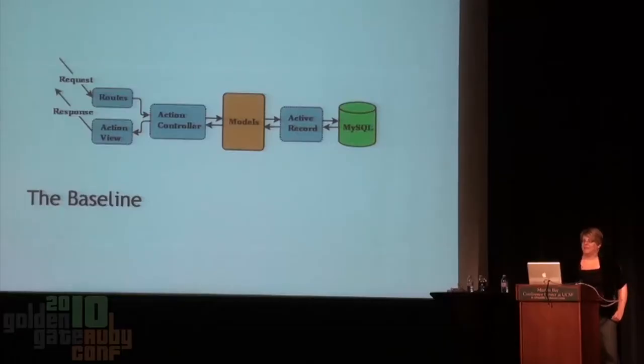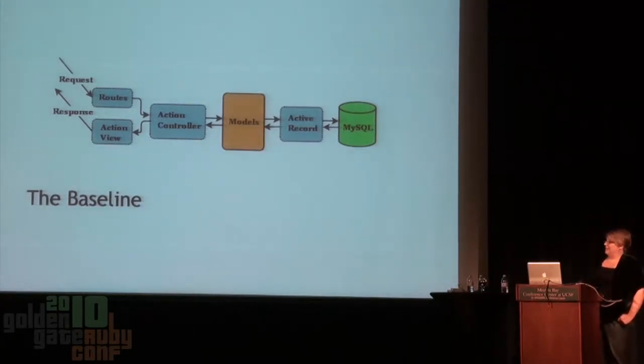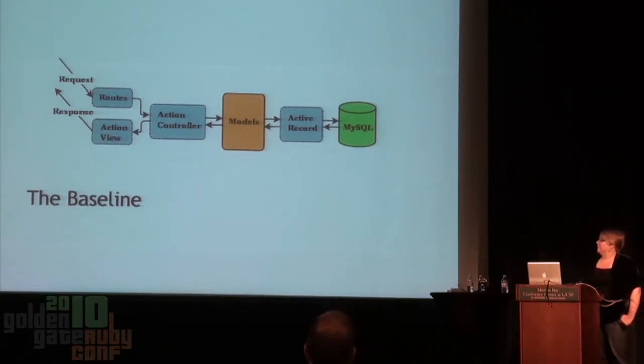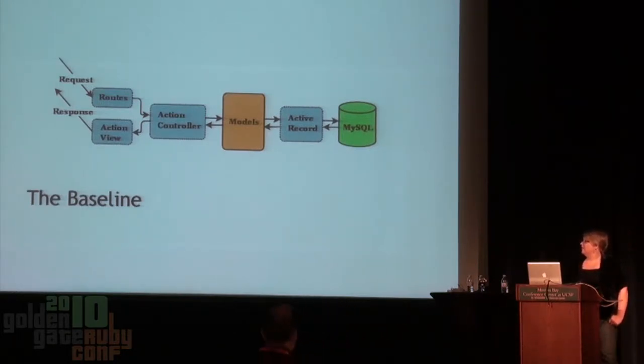So I want to start off by showing you a diagram you've probably seen 100 times before. This is a diagram that shows up in every single Learn Rails in 25 seconds blog post. But here we have a very vanilla Rails application. Requests come in, they go through the routes to the controller, the controller talks to the models, the models talk to ActiveRecord, get stuff out of SQL, and then we back out the way we came in, except we go through views on the end, and we send out a response.